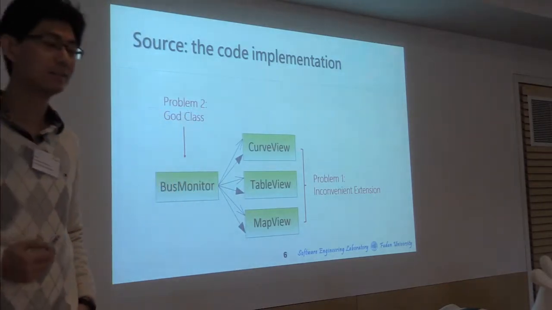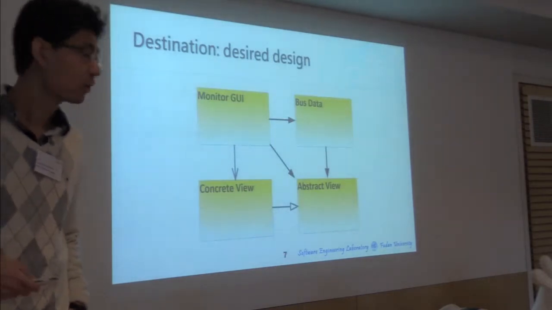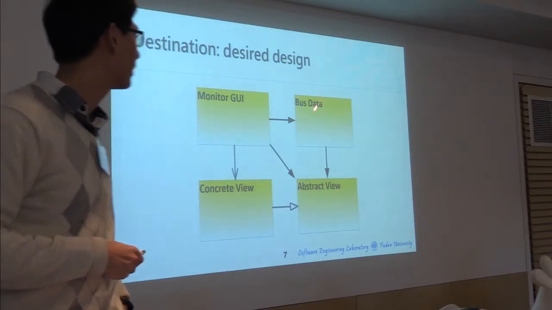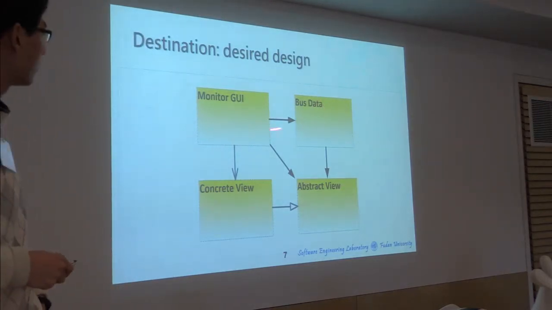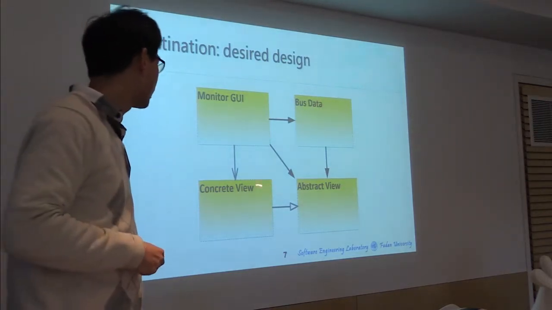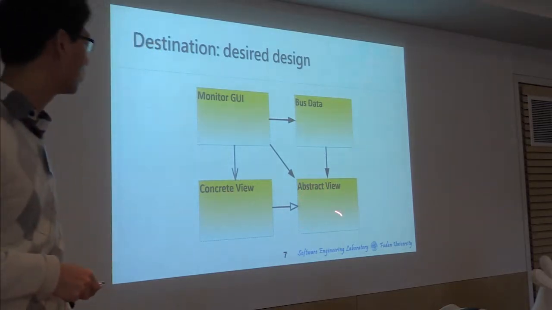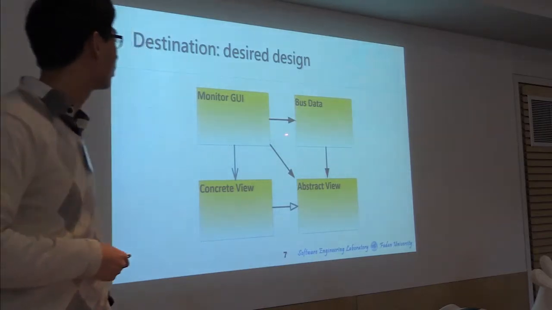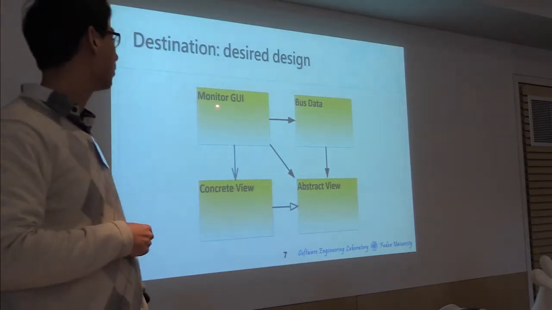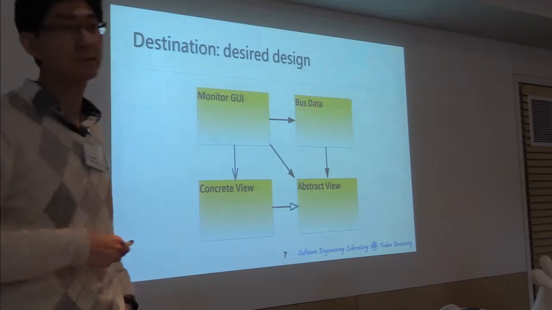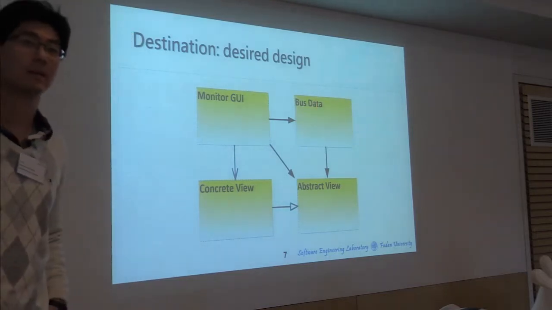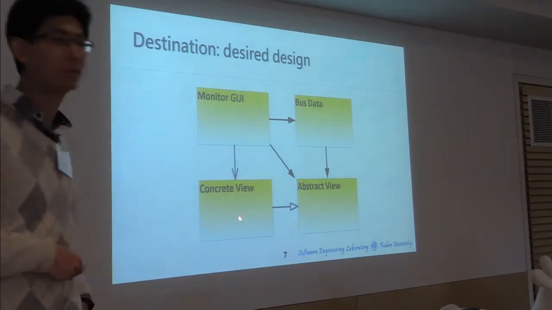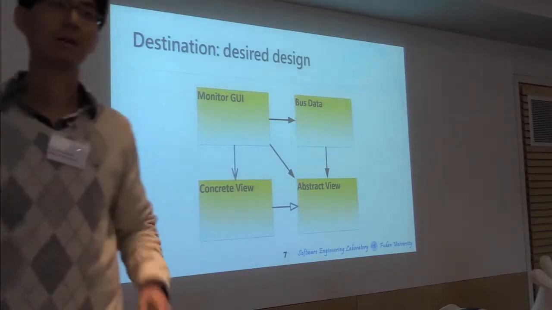Therefore, an ideal design is like this. So we first need to separate the business logic of bus information from the GUI code, from the GUI module. In addition, we need to abstract an abstract view from a concrete view, so that an extension of a new view will not incur too much change on the GUI modules and on the bus monitor modules. To this end, the GUI module can only be allowed to create a concrete view, but other dependencies are not allowed.